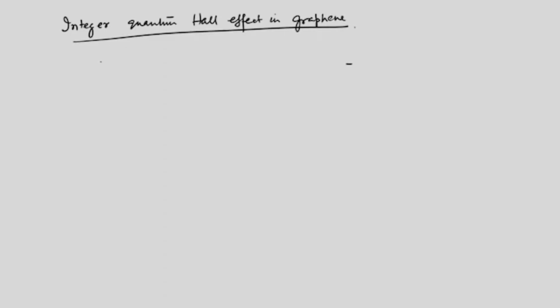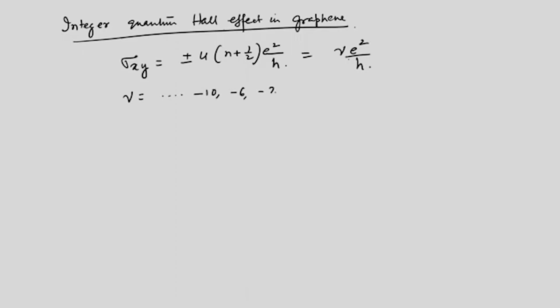Okay. So, the integer quantum Hall effect is given by sigma xy, that is the Hall conductivity, is (4n plus half) e square over h. Okay. That is the formula. So, this is called a half integer quantum Hall effect. So, this can be written as nu e square over h, okay, where nu has values which are minus 10, minus 6, minus 2, plus 2, 6, 10, etc.